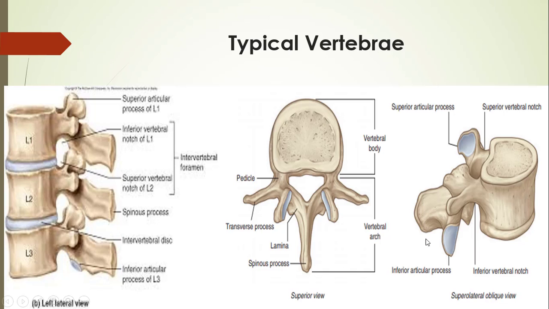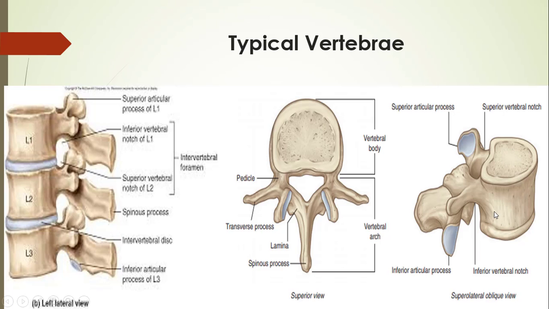The spinous process projects posteriorly and inferiorly, which means backwards and downwards, as you can see in this picture, from where the two laminae meet in the midline. And the spinous process is a site for muscle and ligament attachment. Now the transverse processes. The transverse process extends posteriorly, or backwards, and laterally.